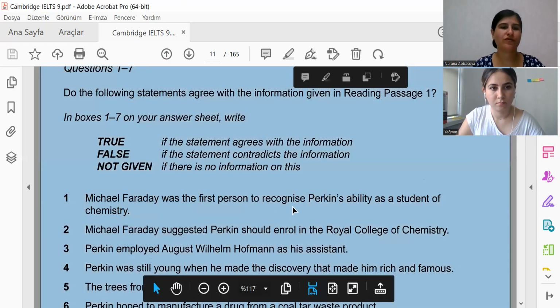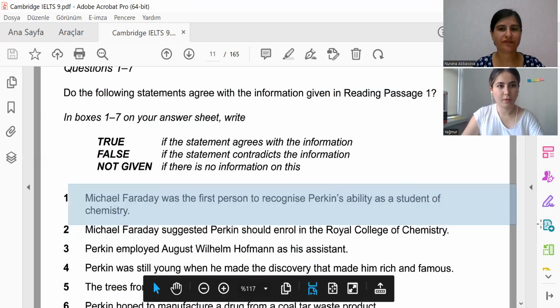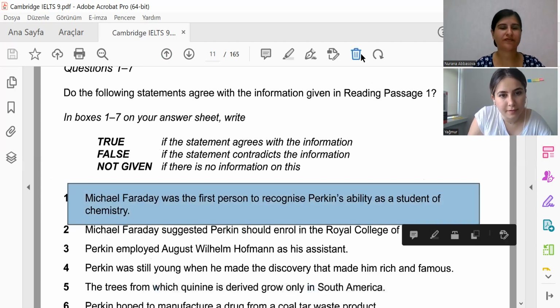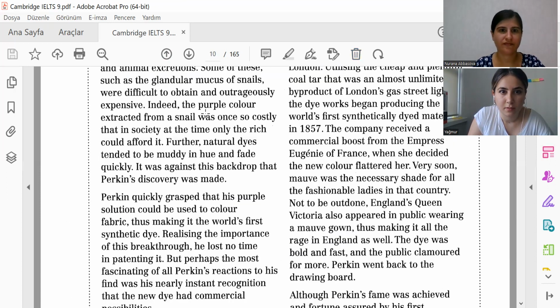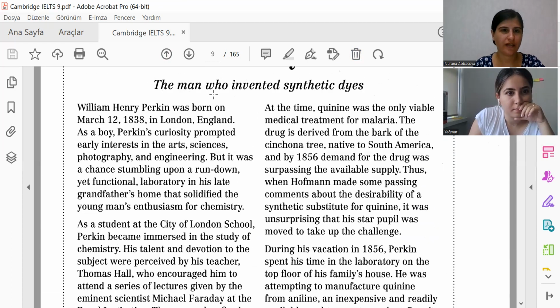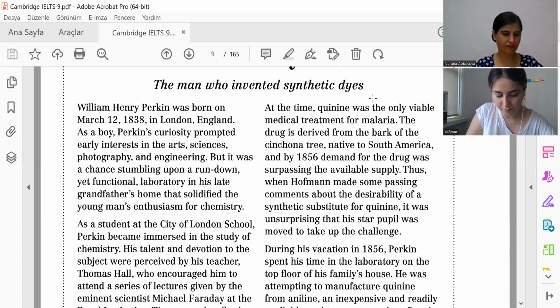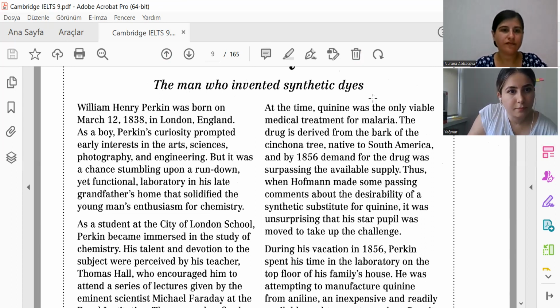Okay, let's do the first one. Please read it. Michael Faraday was the first person to recognize Perkin's ability as a student of chemistry. So we start from the very beginning. William Henry Perkin was born on March 12th. Okay, do not spend time on numbers.